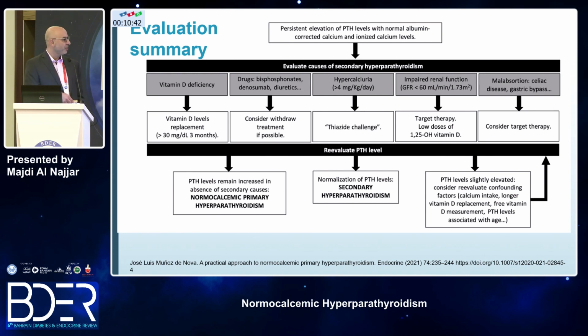If the patient's PTH remains increased after you normalize all of this, then you can say this patient has normocalcemic primary hyperparathyroidism. If the patient becomes normal, then this is secondary hyperparathyroidism. If the PTH improves but remains slightly elevated, you have to reassess. And keep in mind, in this case, it could be high PTH because of aging. So we have to assess the calcium intake, the vitamin D, the malabsorption, and then high PTH because of aging.